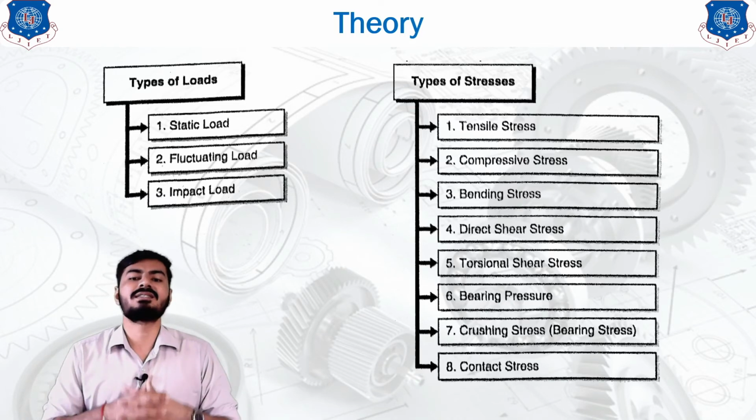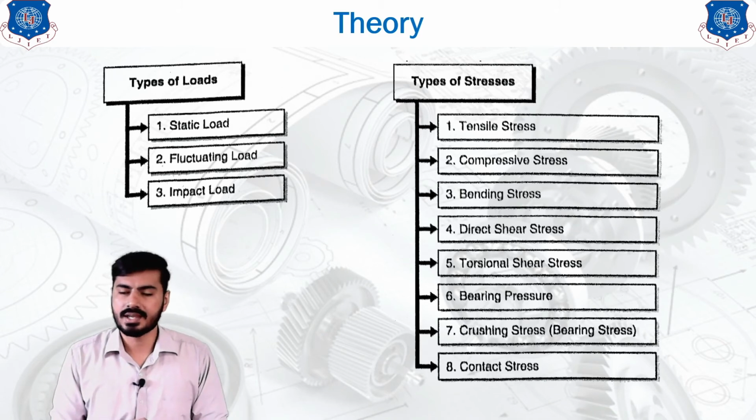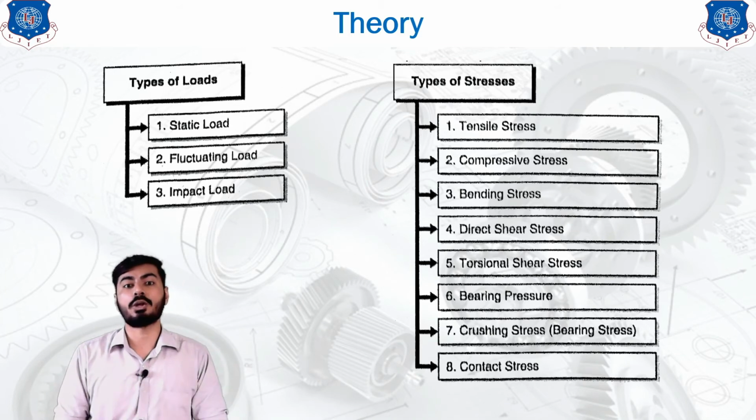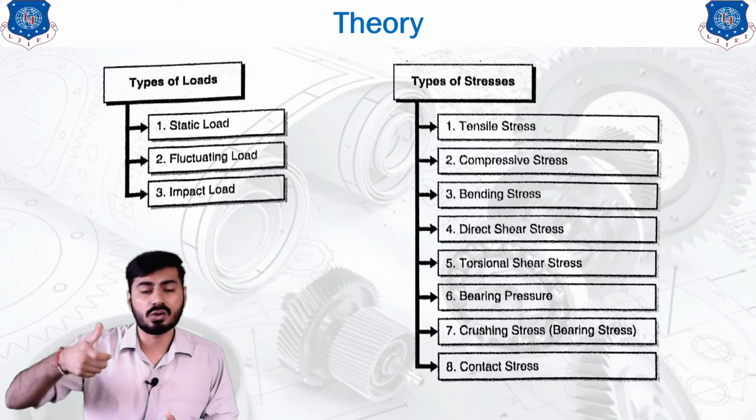The fifth one is the torsional shear stress. Now the torsional shear stress is the one which causes the twisting of any component, or which causes the rotation of any component.